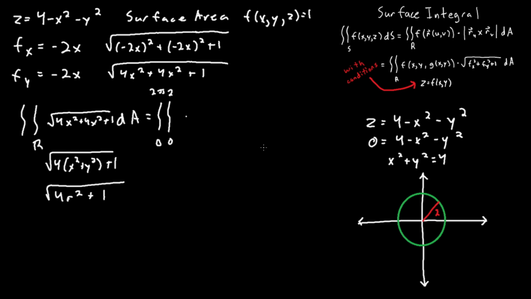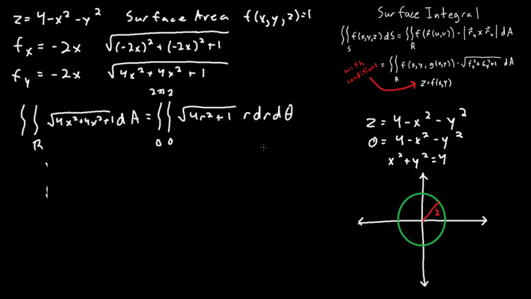Therefore, our integrand is 4r squared plus 1. And dA in polar coordinates is equal to r dr d theta. So let's do r dr d theta here. And now we have an integral that's possible to solve. Using u substitution, we set u equal to 4r squared plus 1, and du is equal to 8r dr. That means dr is equal to du over 8r.